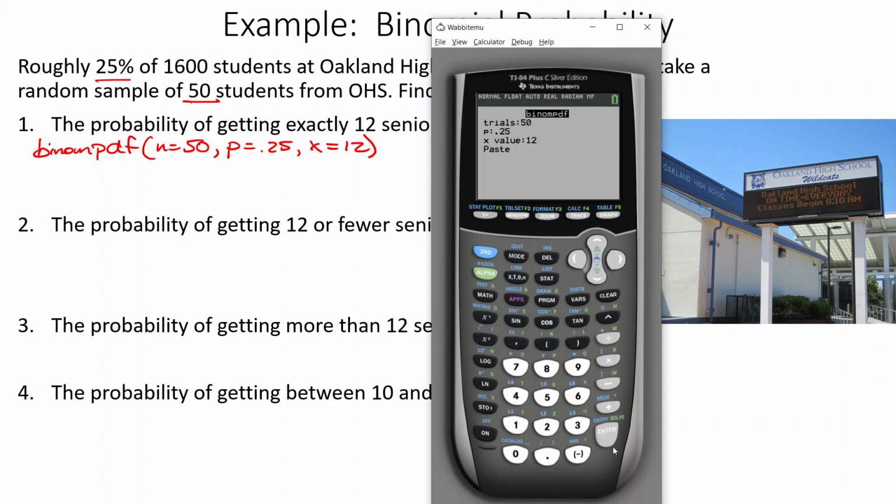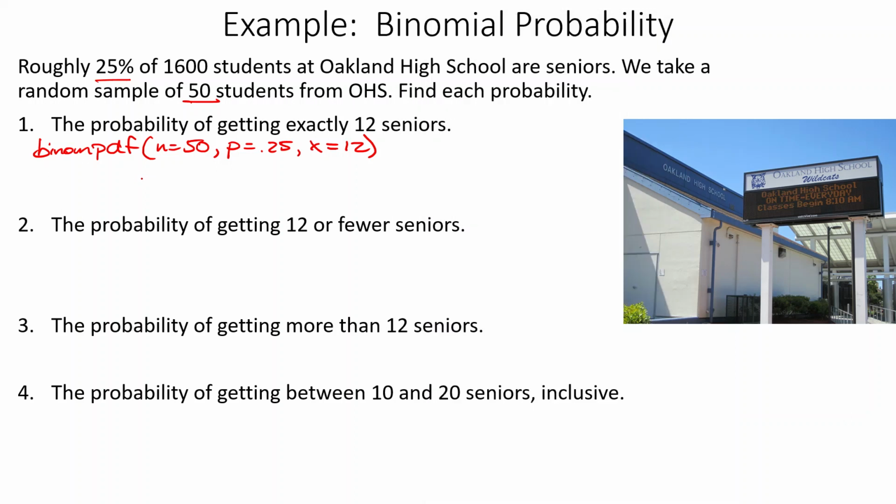So we're putting in 50 for our sample size, 0.25 for probability of success, and 12 because we're asking about exactly 12. And we get 0.129, so about 13%.